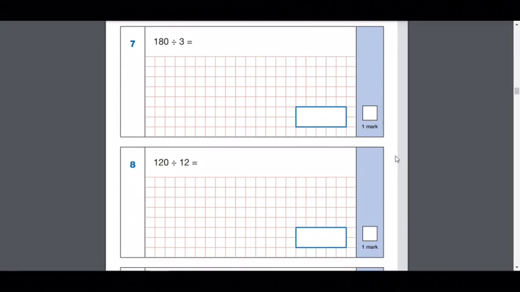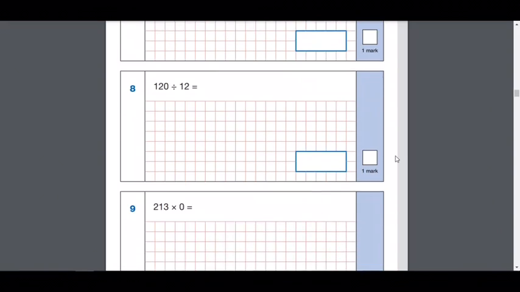We've now got a few calculations coming up that involve some mental arithmetic. In this first one, the children need to use their knowledge of the 3 times table to answer this question. 3 times 6 is 18, therefore 3 times 60 is 180. For number 8, they need to know that 12 times 10 is 120, so the answer is 10. So times tables are so important.